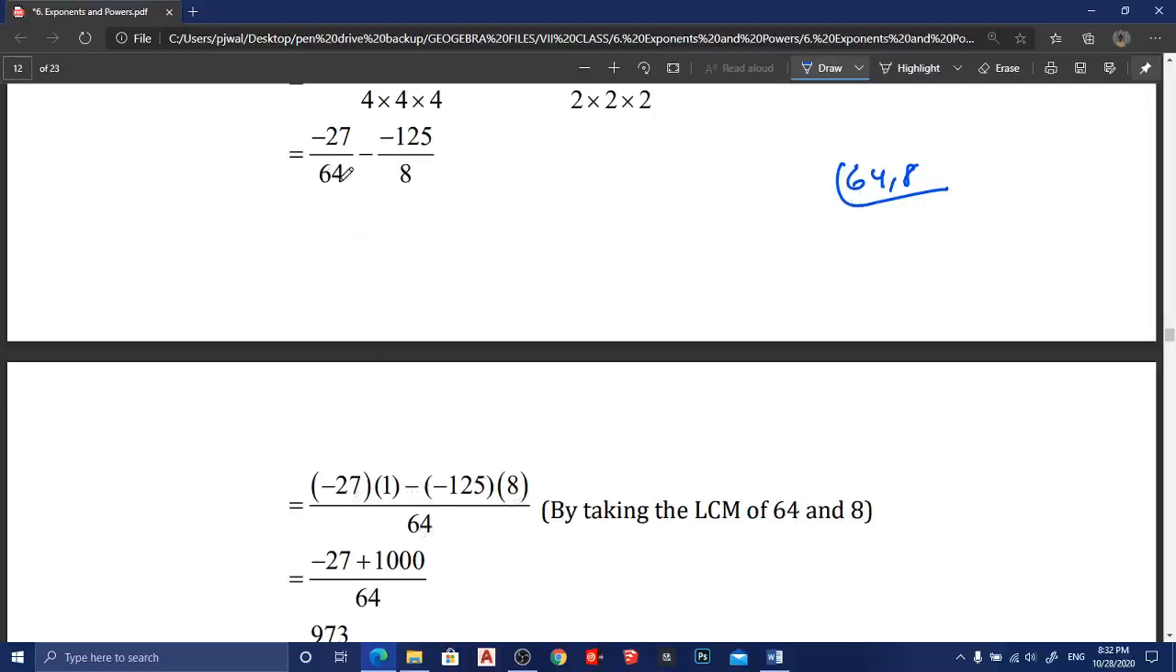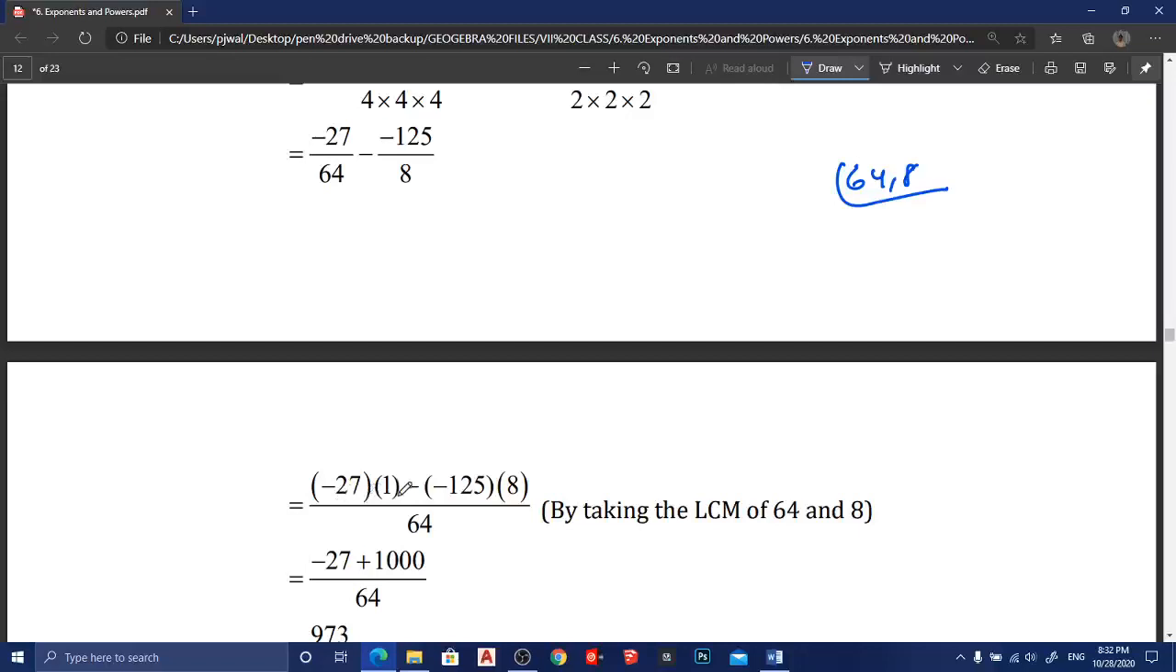Now 64 can be divided by 64 one time. So minus 27 into 1 here, minus. Next 8, you can divide 64 by 8, 8 times. 8 8s are 64. So multiply that 8 with the numerator. So minus 125 into 8. Okay. So now keep the minus signs perfectly. Otherwise it will be wrong.